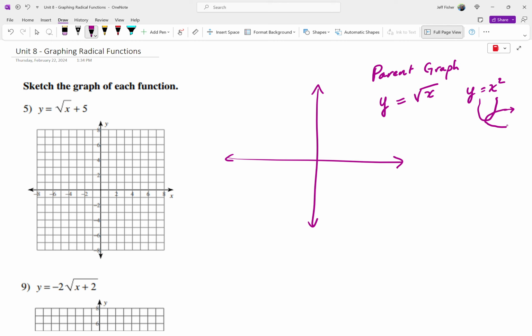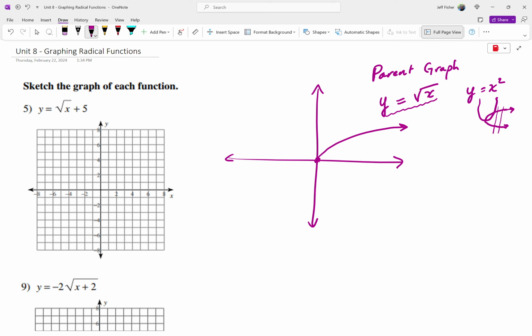But we only care about the positive values in this function because it's not really a function if we keep the negative values. Remember, it wouldn't pass the vertical line test. So to keep it a function, we just keep the positive values, because a negative value under a radical is going to be a complex number. So this is the top half, which is the half we care about. This represents the parent graph of the function y equals square root of x.